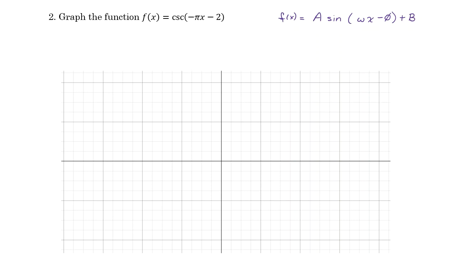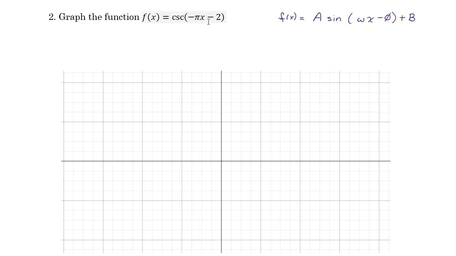In this video, we're going to look at graphing the function f of x equals cosecant of negative pi x minus 2. So what we want to do first is think about how cosecant is the reciprocal of sine, and so we're going to use the sine function to help us out here. We can also think about what our a value, omega value, phi value, and b value are, and how all of those things affect the graph.